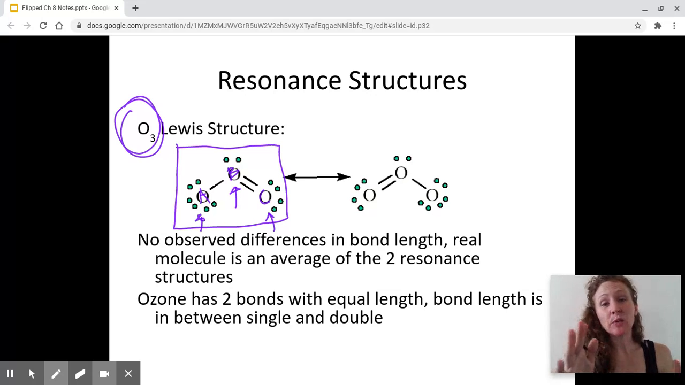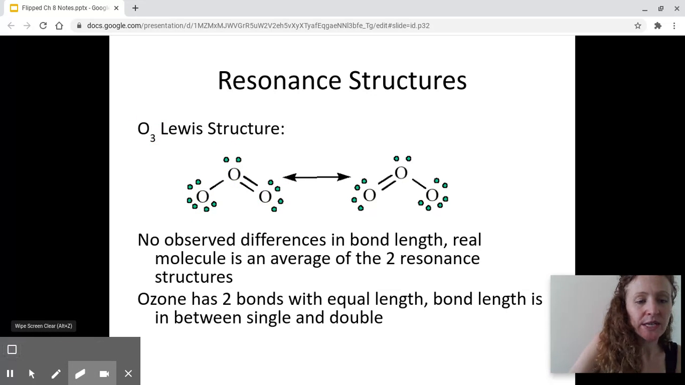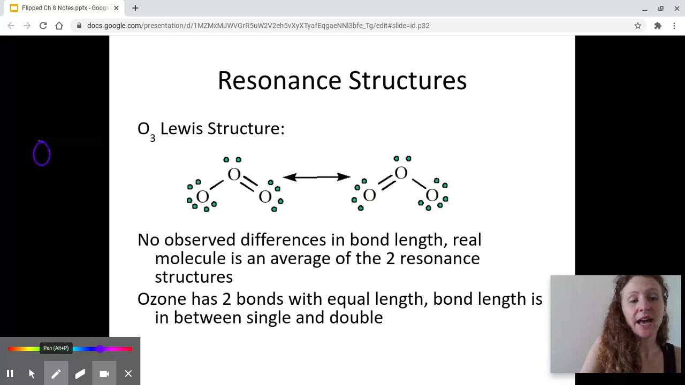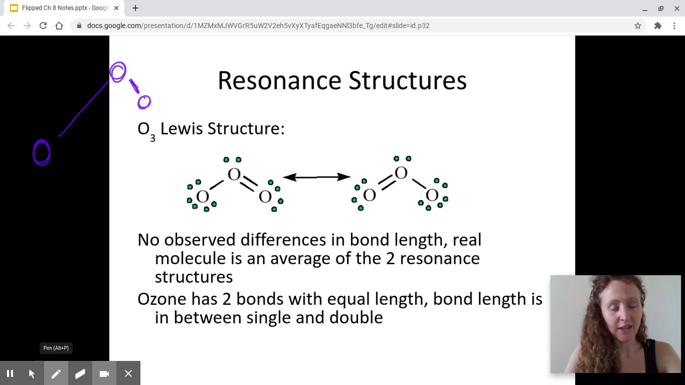And the way that they would be different is in distance from each other. So remember we talked about how single bonds tend to be long and double bonds are short, right? So if this is how ozone actually existed, the model would actually look something like this. That's what the molecule of ozone would look like. But that's not what we observe. Ozone doesn't actually look like that. Ozone is not lopsided. Ozone is very symmetrical.